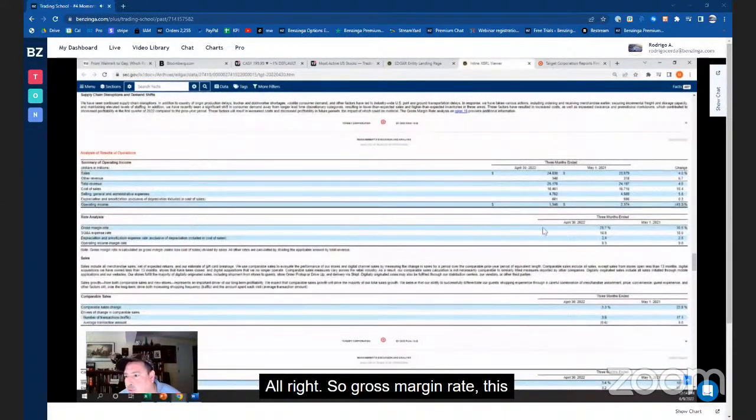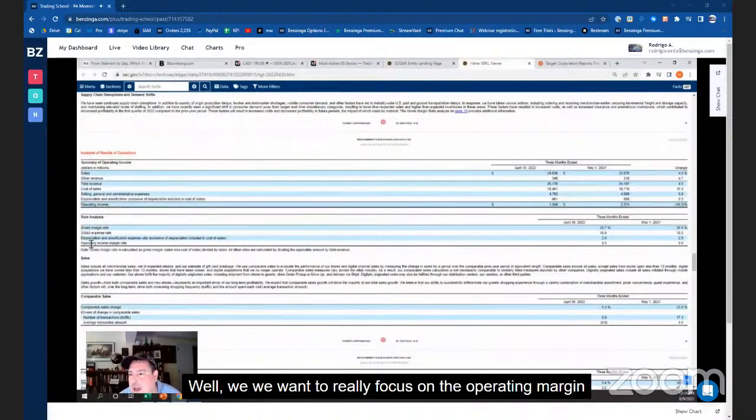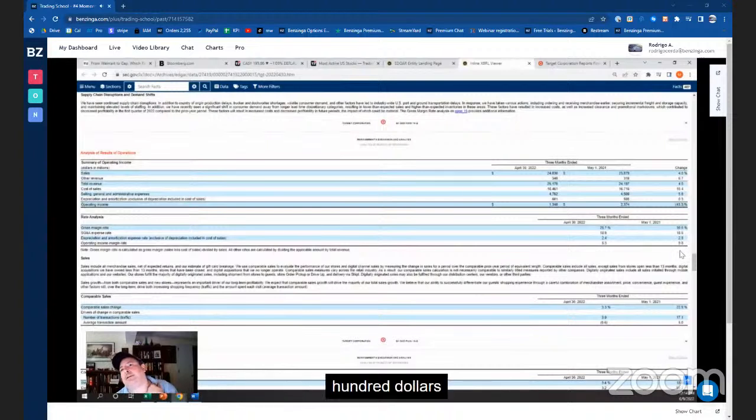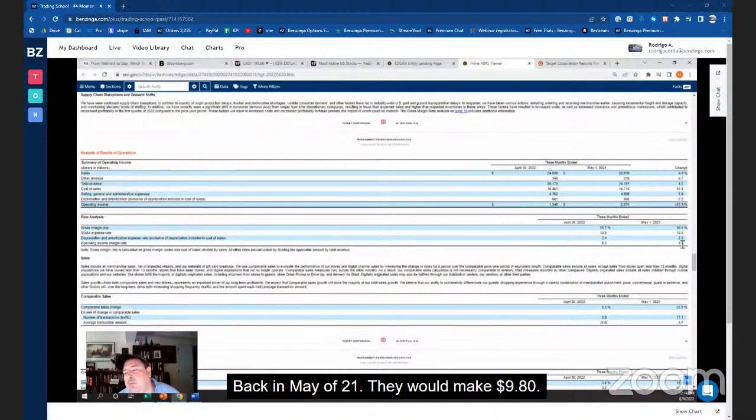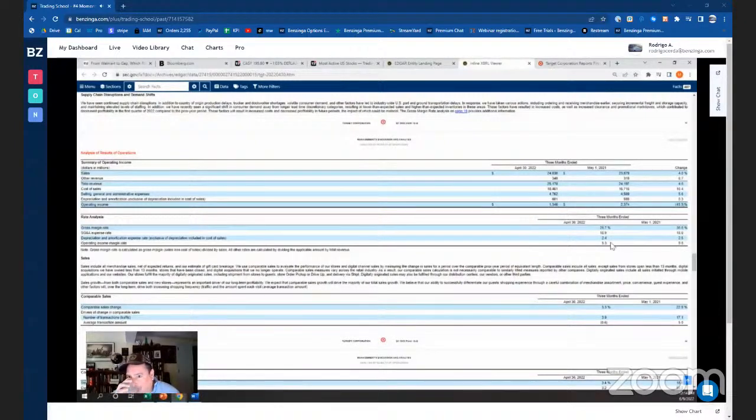All right, so gross margin rate. Well, we want to really focus on the operating margin. And wow, look at that. That's like a dramatic sell-off. It went from 9.8. So basically, for every $100 that they had in sales back in May of 21, they would make $9.80. Now, for every $100 of sales, they're only making $5.30. So this is a huge sell-off here, or a huge drop-off.